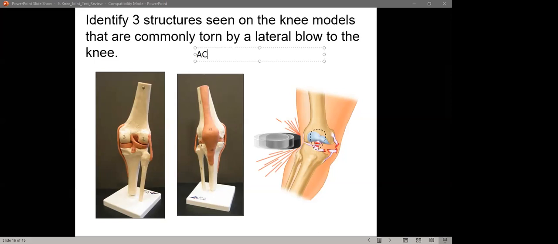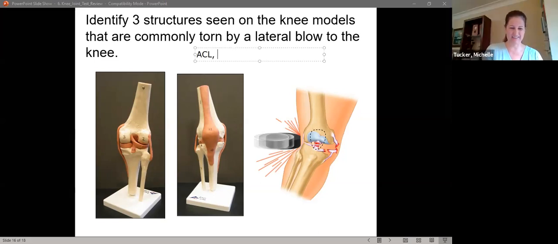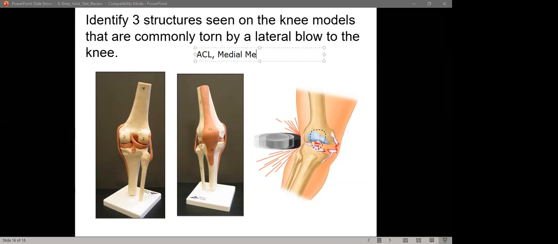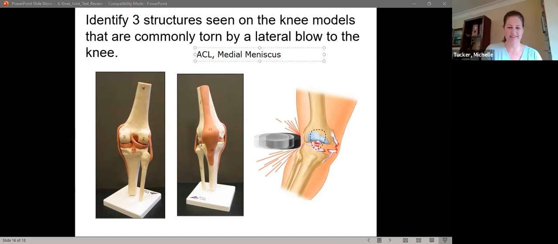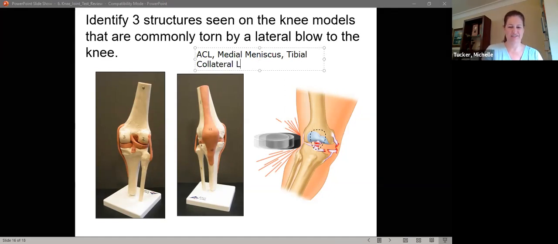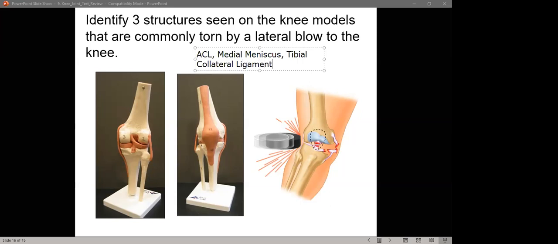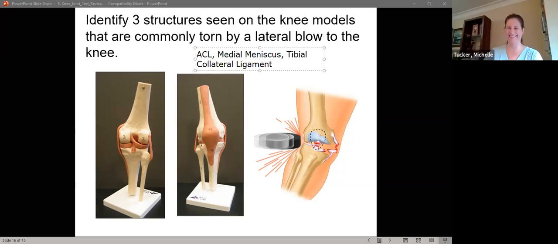yep, something. Yep. So the ACL, medial meniscus, and the tibial collateral ligament. Yeah, that's what I was trying to say. Yes, I know. So these three are, I think they're called like the unhappy triad of knee injuries.